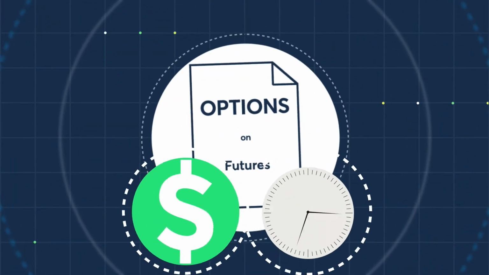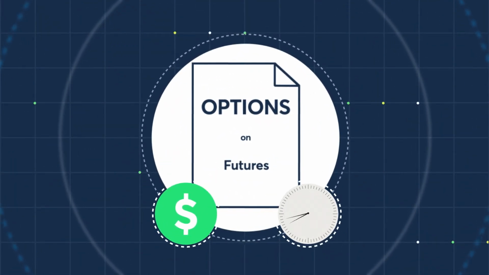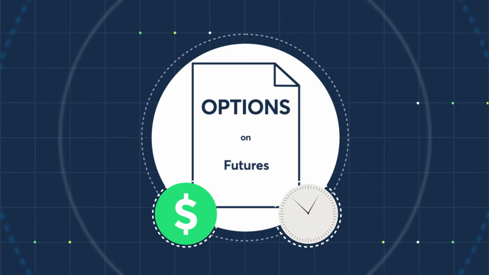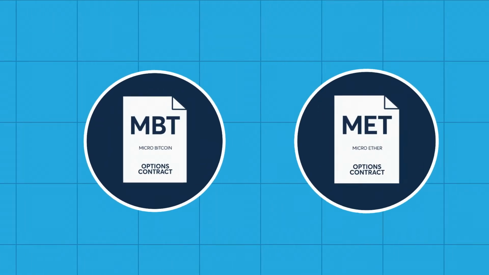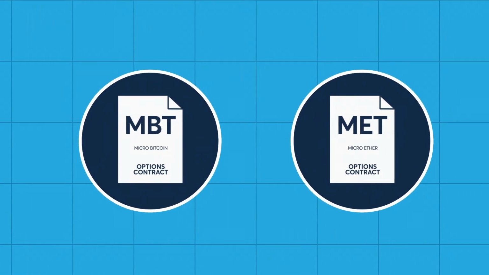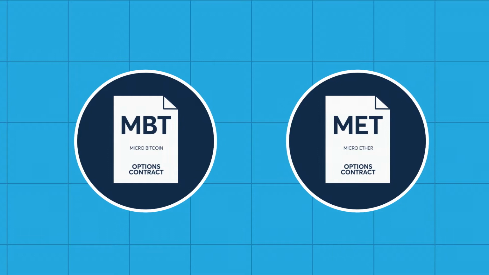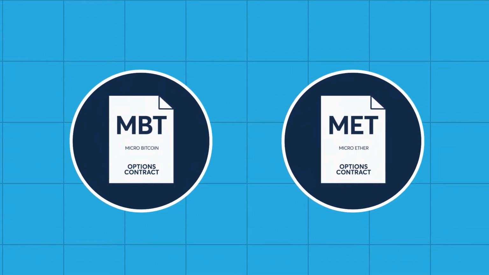Options market participants must decide which time periods and price levels best suit their trading strategies. These are referred to as the options expiration date and strike price. When trading options on micro Bitcoin and micro Ether futures at CME Group, traders have the flexibility to choose between different contract expirations and strike prices.